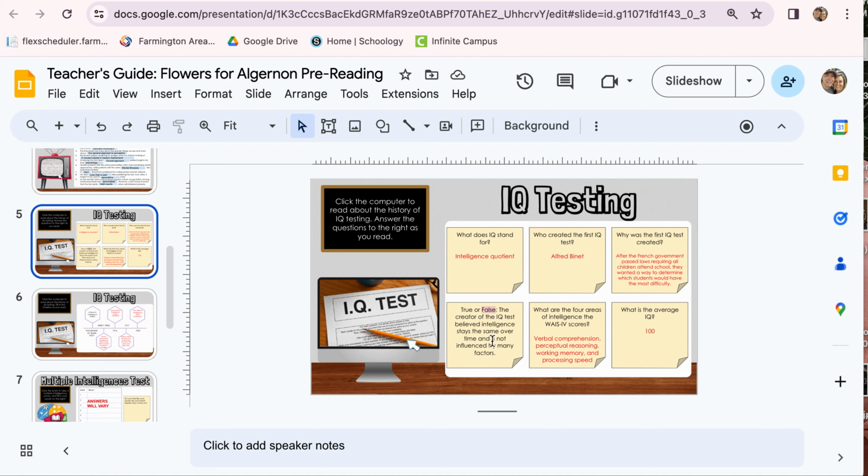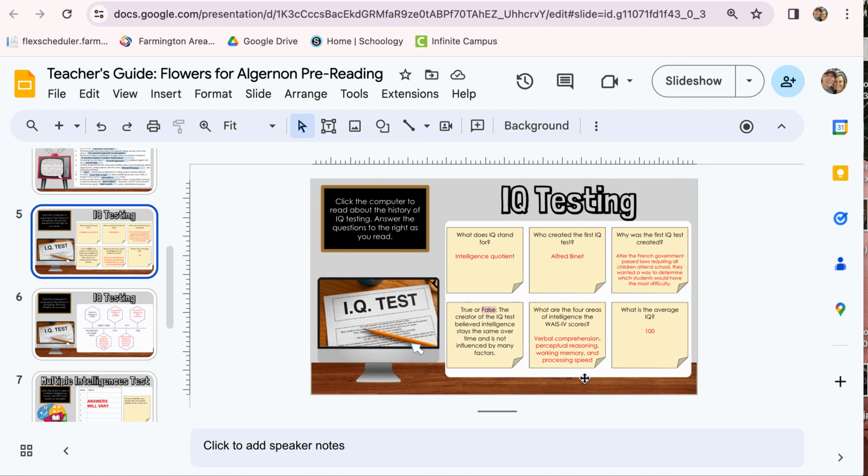True or false? The creator of the IQ test believed intelligence stays the same over time and is not influenced by many factors. This is obviously false, in that a lot of the environment that you are in and the education that you have will help to either raise or lower your IQ.